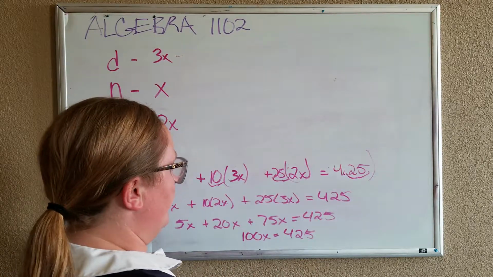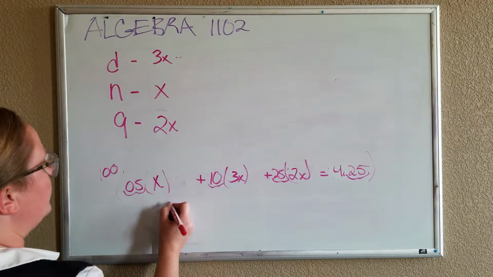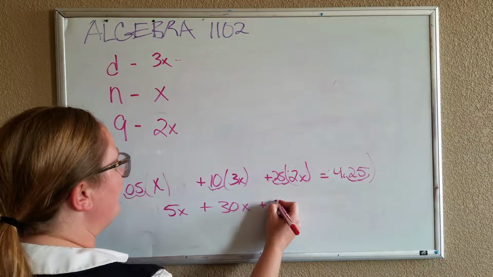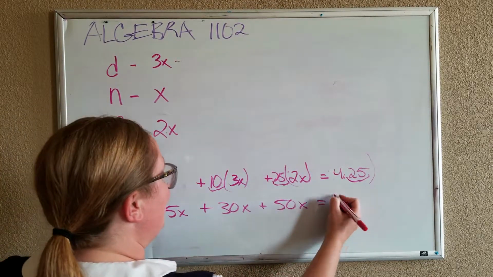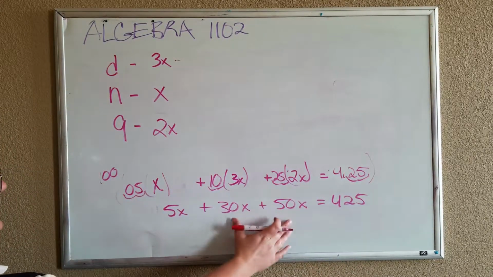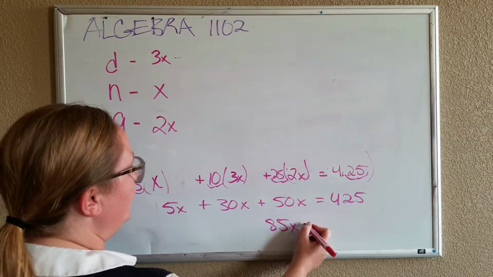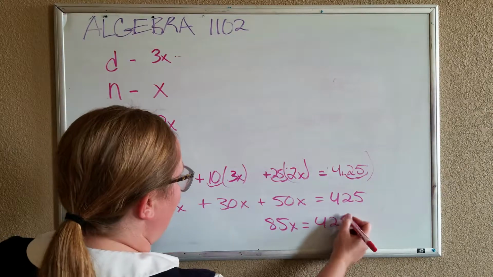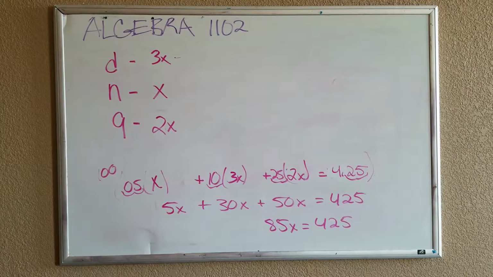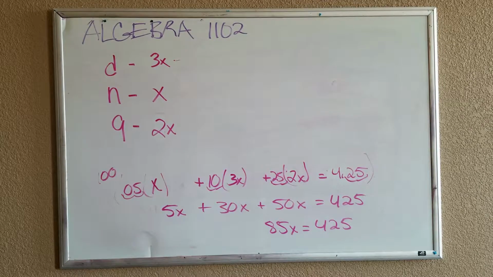All right, so we'll try that again. That's my bad. So we're going to have 5x plus 30x plus 50x equals 425. So this is going to give us 30 and 50 is 85x equals 425. All right, that's looking a little bit better. So go 425 divided by 85. That'll give you your amount of nickels. Times it by 2 to get your amount of quarters. Times it by 3 to get your amount of dimes.